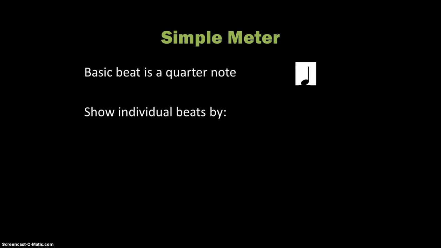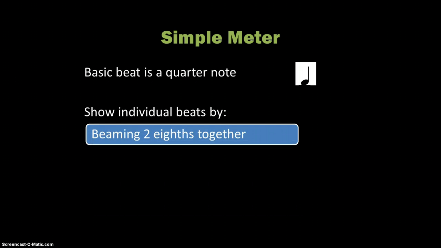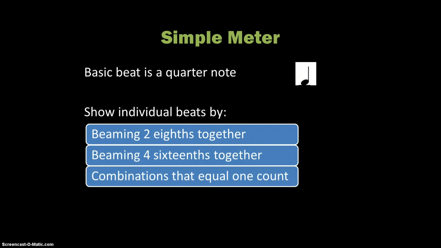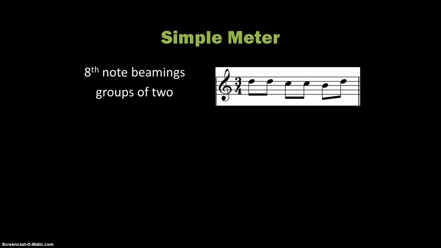So for instance, in a simple meter, our basic beat is a quarter note. We would want to show individual beats by beaming two eighth notes together, four 16th notes together, or combinations of eighth notes, 16th notes, and rests that equal one count. Here's a great example of clearly grouped notes in 3/4 time. That would be a simple triple meter.